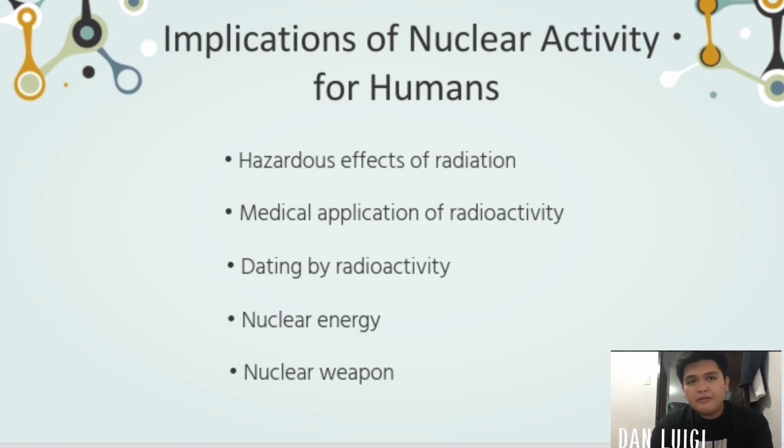Radioactive dating is a method of dating rocks and minerals using radioactive isotopes. This method is useful for igneous and metamorphic rocks, which cannot be dated by the stratigraphic correlation method used for sedimentary rocks. The fourth one is nuclear energy.